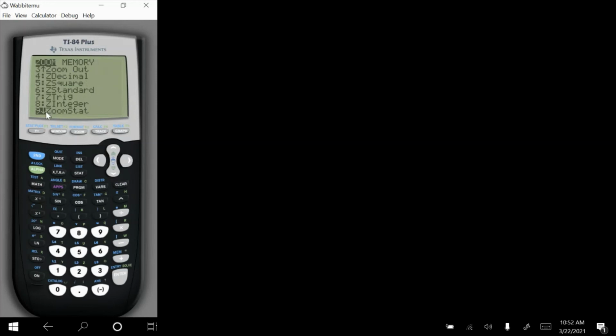And the best scatter diagram viewing window is going to be found by pressing zoom and choosing option 9. So you press zoom and scroll down to where it says zoom stat. Go ahead and press enter. And that would be our scatter diagram. Are you guys getting a similar looking graph? Anybody need me to repeat any of that?